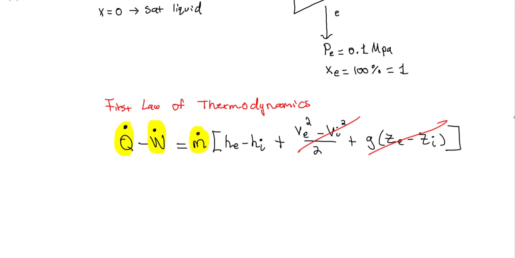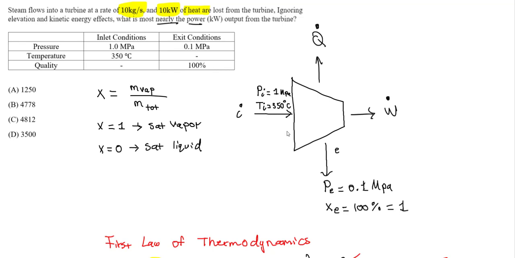But before we do all of that, what's crucial here is for us to find H sub E and H sub I, the enthalpy at the exit and the enthalpy at the inlet. I'm going to do the inlet first, sorry. Let's start with the inlet. For the inlet, we have H sub I. So how do we determine H sub I? We're given the pressure and temperature at the inlet conditions, so we can easily determine H sub I using the steam tables.